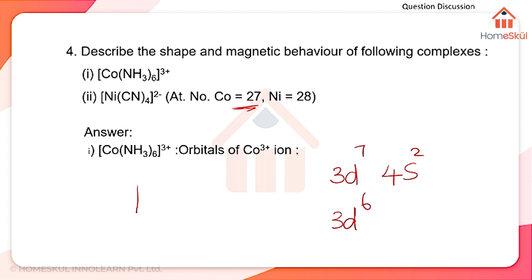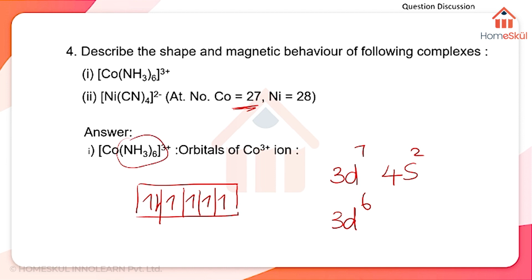So we represent these 6 electrons in the d orbitals. This is our box representation. Here 6 electrons are filled like this. And here you can see ammonia is a strong ligand. So 6 ammonia ligands should occupy orbitals of the metal ion, so 6 orbitals should be available, right? And because ammonia is a strong ligand, we also have empty orbitals. Let us draw that: this is 4s, this is our 3d orbitals, this is 4s and 4p.